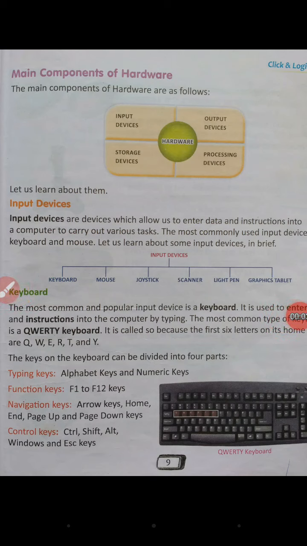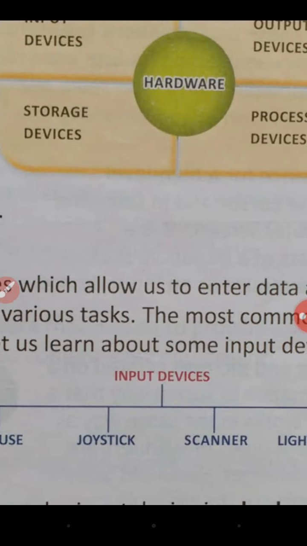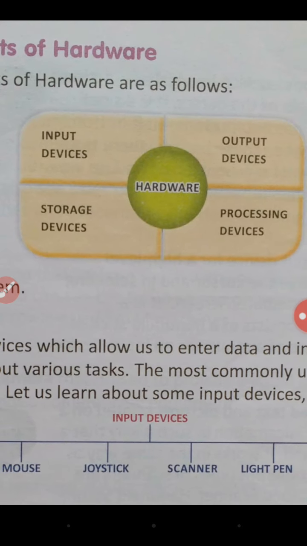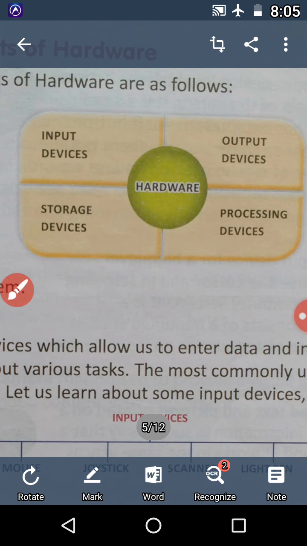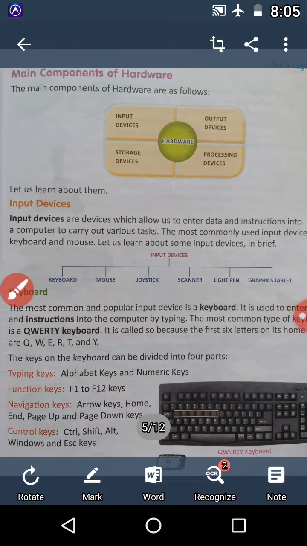Students, yesterday I told you about the hardware. Now our today's topic is the main components of hardware. There are four components of hardware: input device, storage device, output device and processing device. Firstly, we will know about the input device.